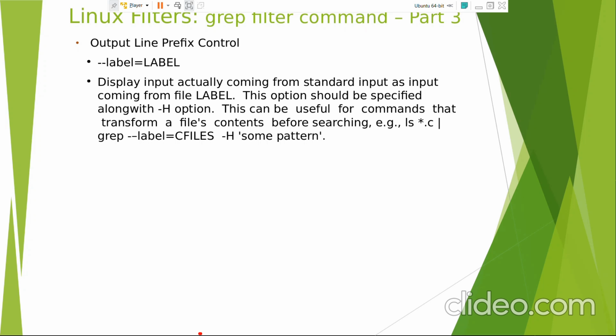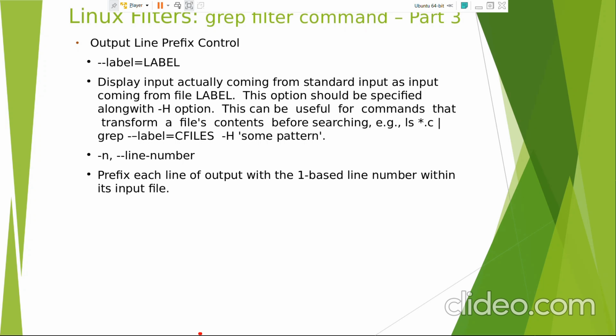When I am giving the hyphen label option, along with that I need to give the hyphen capital H option also. Just recall that the hyphen capital H option we specify to prefix every line of output with the file name. So even this option we need to specify.